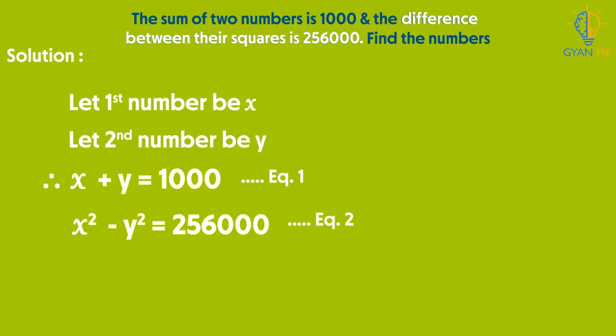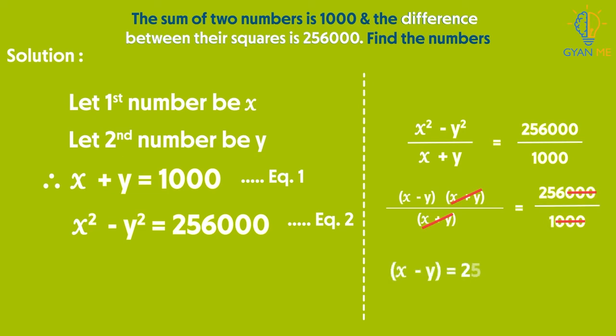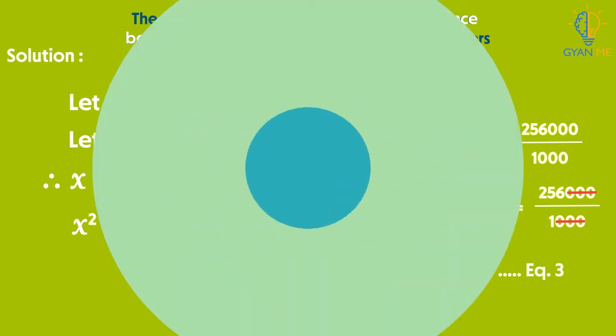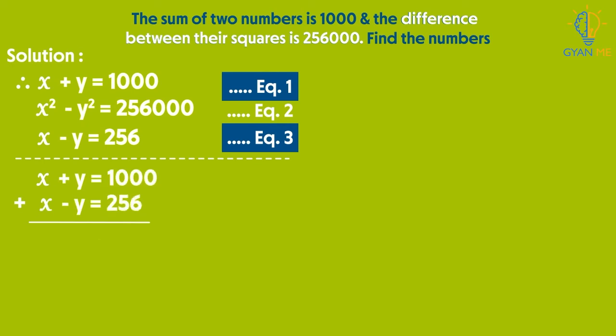Now students, we have to reduce the degree of the second equation from 2 to 1. That is, we have to make it a linear equation. Therefore, we divide equation 2 by equation 1. On solving, we get x minus y is equal to 256, which becomes our equation 3. Now, since we have two linear equations, we use the elimination method to solve it. Accordingly, add equations 1 and 3, because the sign of y is already opposite.